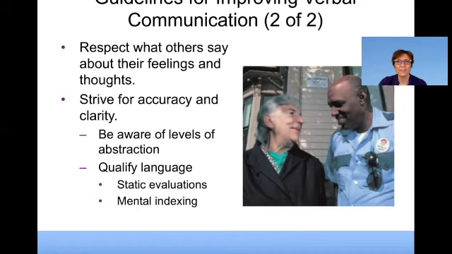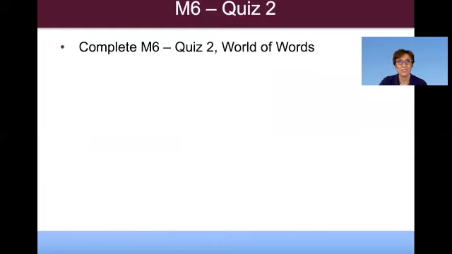All right, so we're at the end of the content part of the conversation, and you just have one thing left connected to the presentation, which is the quiz. It's the M6 quiz, quiz 2, which is on the world of words. This is going to be a quiz on the content of this presentation.